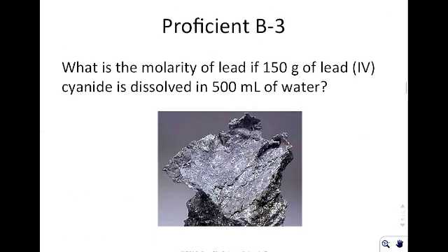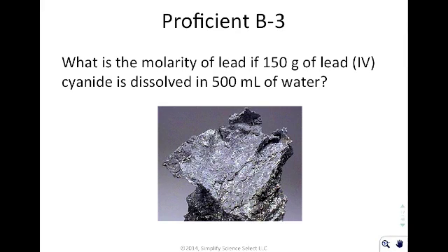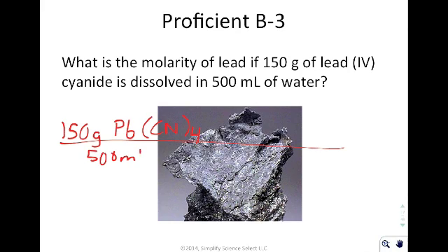In the next question, it says, what is the molarity of lead if 150 grams of lead cyanide is dissolved into 500 mL of water? So we start off with the idea that we have 150 grams of lead cyanide. The first thing we need to do is say, okay, that's 500 mL. And some of you probably abbreviated it as 0.5 liters, and that's good. You have 1,000 milliliters is 1 liter. And then now you keep going across.